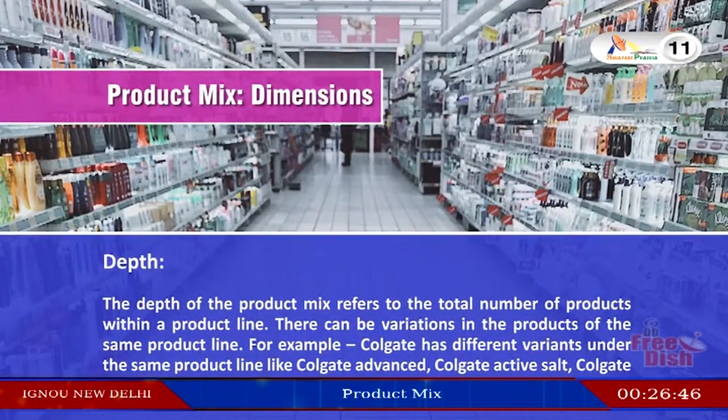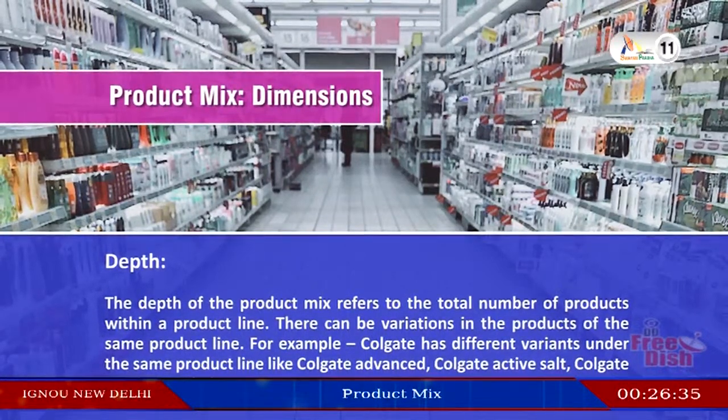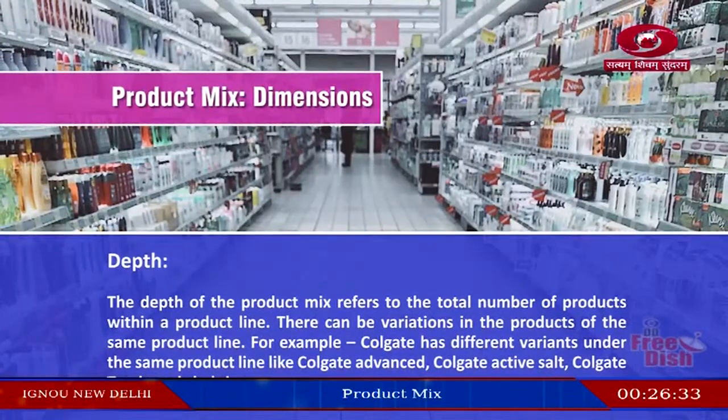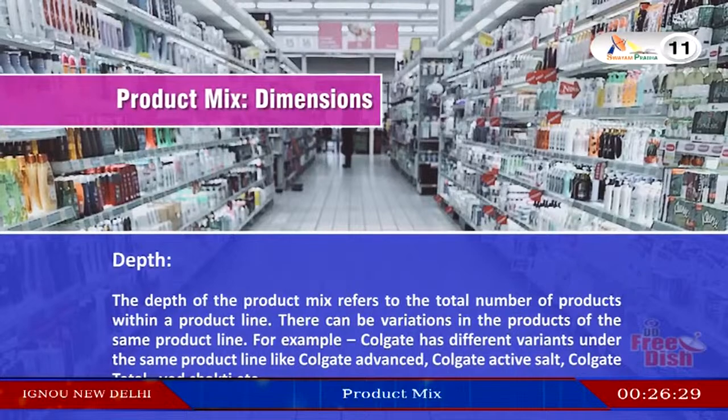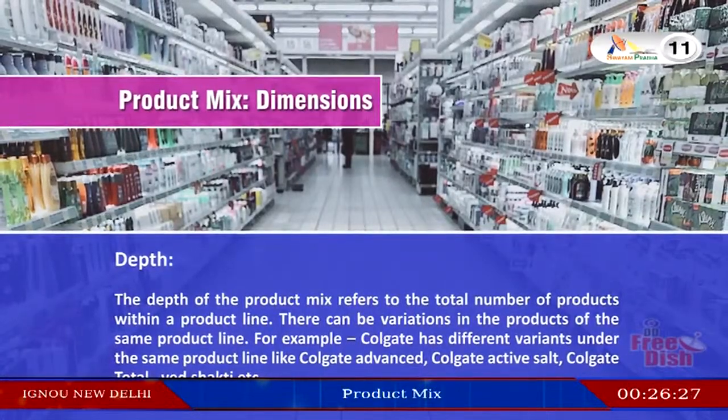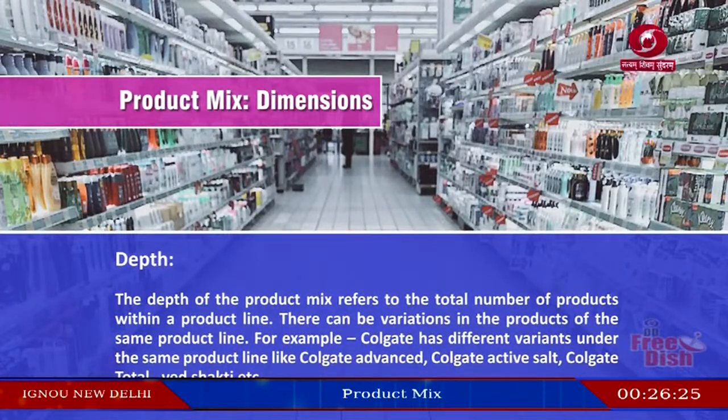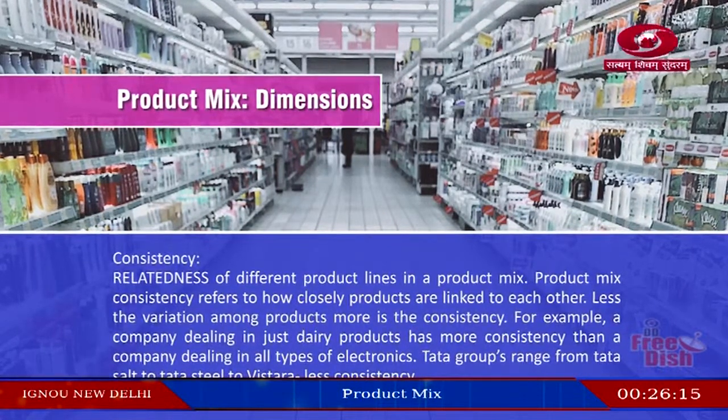For example, Colgate has different variants under the same product line. In the toothpaste product line they have various variants, for example Colgate Advanced, Colgate Active Salt, Colgate Total, or maybe Ved Shakti, and they have various other variants also. So the number of variants they are offering under that toothpaste product line is the depth.